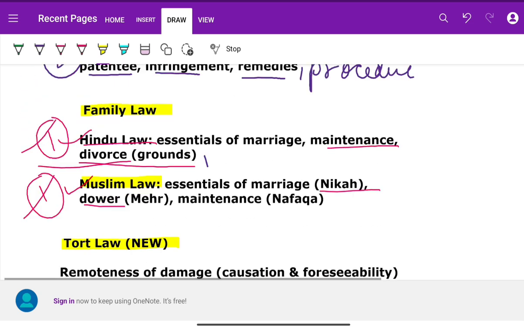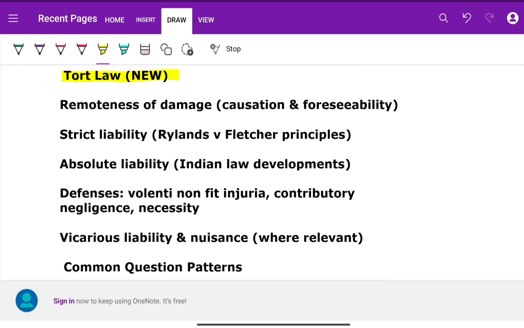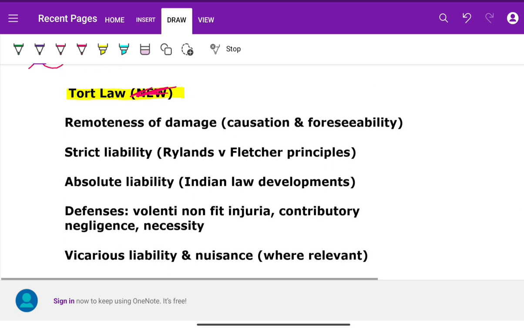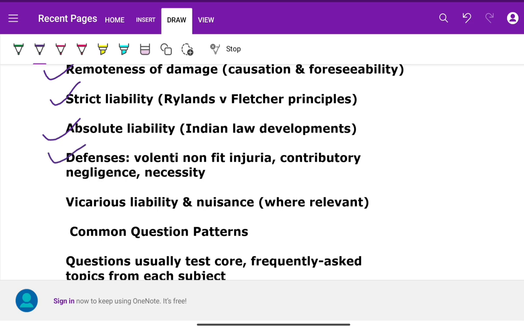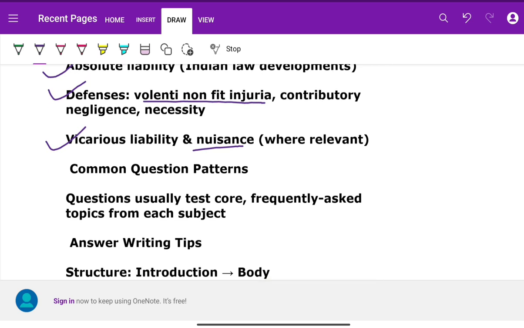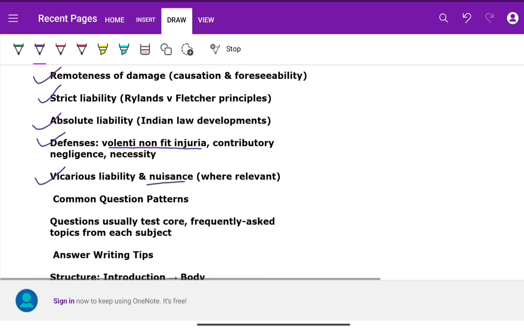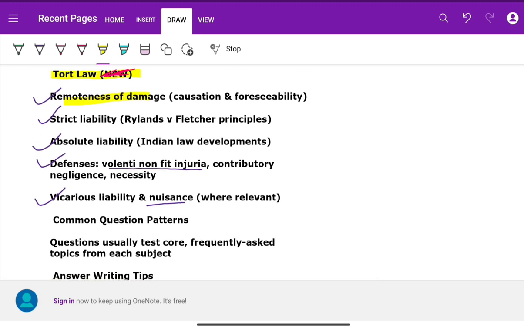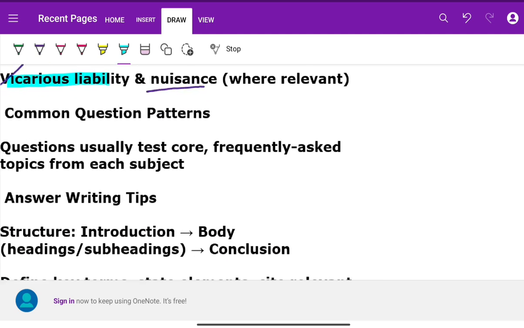Now the fifth subject is tort. So in tort you have to cover the basic topics like remoteness of damage, strict liability, absolute liability, defenses, volenti non fit injuria, vicarious liability, nuisance. This is just an illustrative list that I have mentioned. So whatever important topics you can see, cover them from the tort.